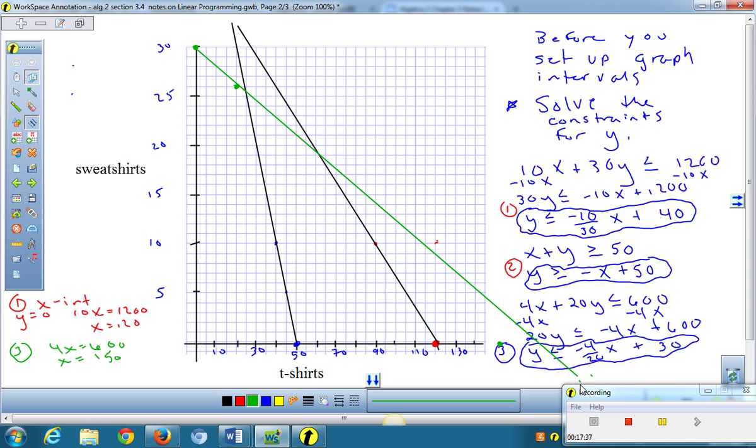There is our third line. And now we need to identify our corners. So where would this one be shaded? Y is less than or equal to -4/20 x plus 30. If we test 0, 0, we get a true statement, so we're shaded below. So our shading, I'll do it in yellow, is under the first one, to the right of the second one, and under the third. So we're talking about this section.